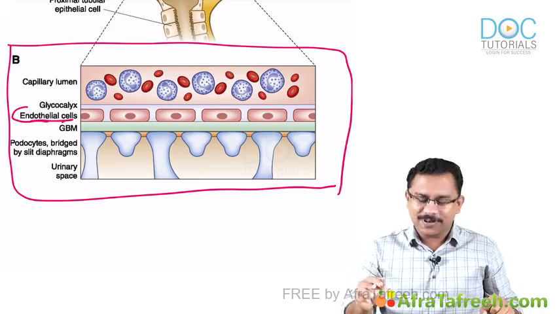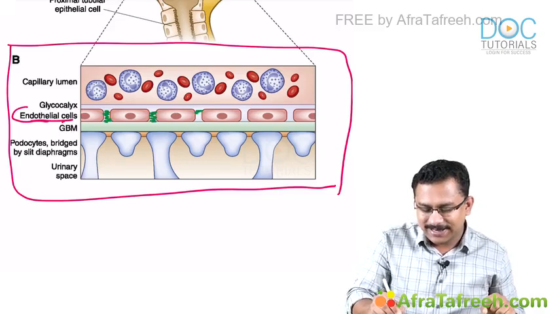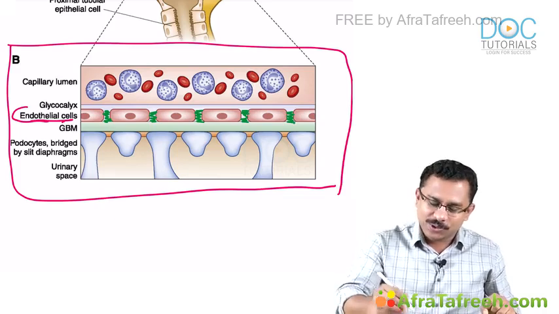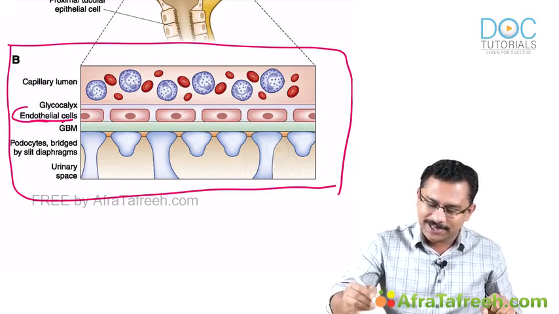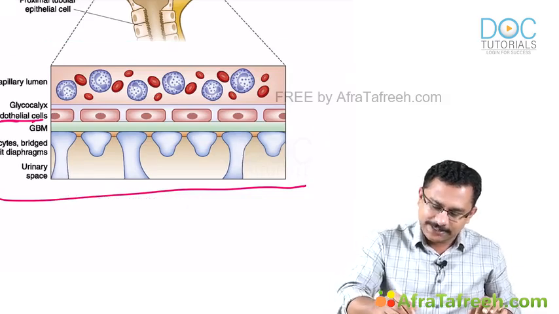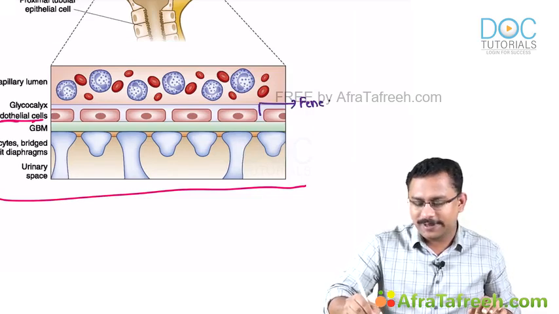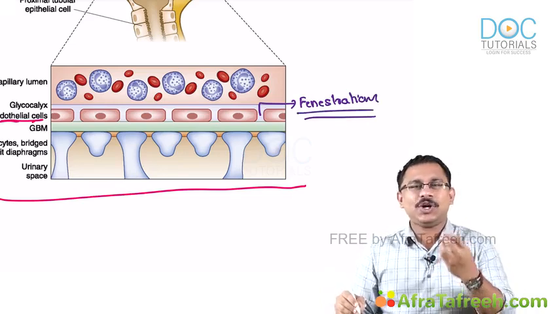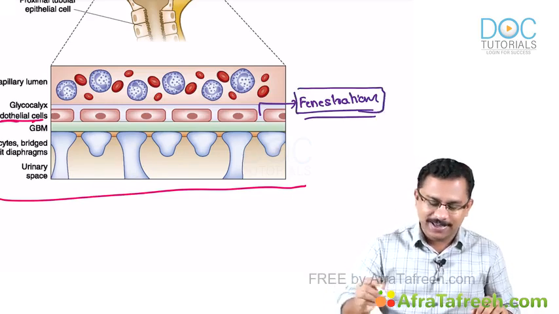And it is quite obvious from this picture that you have certain gaps in between the endothelial cells. And what will you call those gaps in the endothelial cells? They are called fenestrations. So in the capillary endothelium, you have lots of gaps which are fenestrations. Okay, very important in the capillary endothelium.